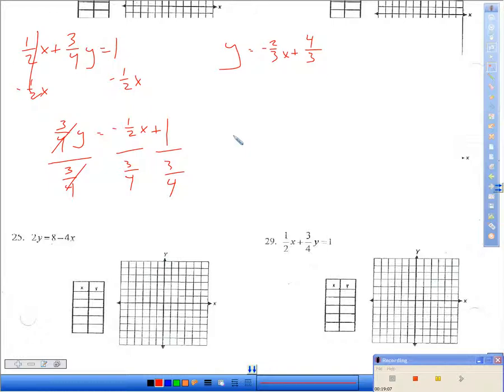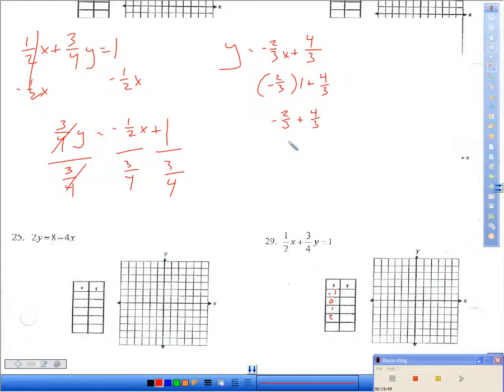In the instructions, it tells us to use the domain -1, 0, 1, and 2. So that is what I want to use. If it didn't tell us in the instructions what numbers to use for the domain, then I would just use any that I wanted. Okay, I'm going to substitute in -1 for x, so negative 2/3 times 1 plus 4/3. Well, negative 2/3 times 1 is negative 2/3. So negative 2/3 plus 4/3.